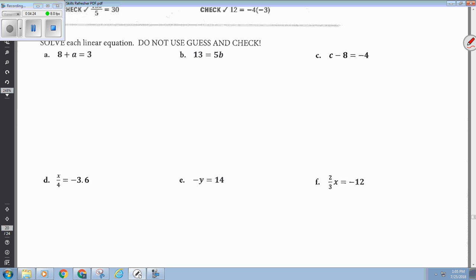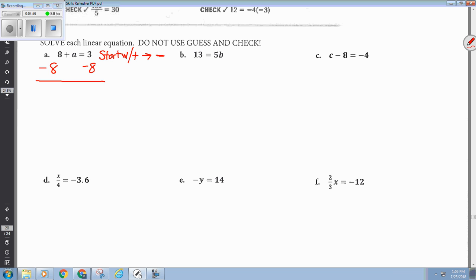So, for part A, we have 8 plus A equals 3. The 8 doesn't have a sign in front, so that means it's positive and it's being added. So, we're starting with adding. That means you're going to have to subtract to get rid of it. So you're going to subtract 8 on both sides.